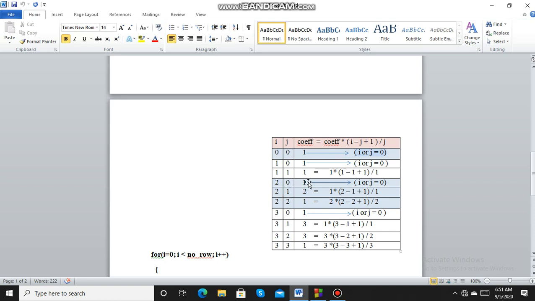Here again j is 0, coefficient is 1. Here j is 0, coefficient is 1 in the third row. This is the 0th row, first row, second row, third row. Every row, for the first iteration, j is 0 and the coefficient will be 1. All other coefficients are calculated by using the formula.